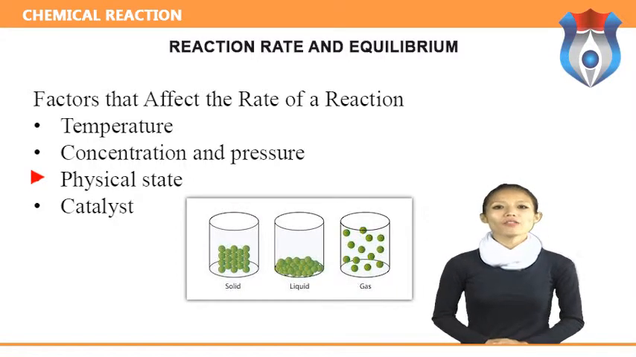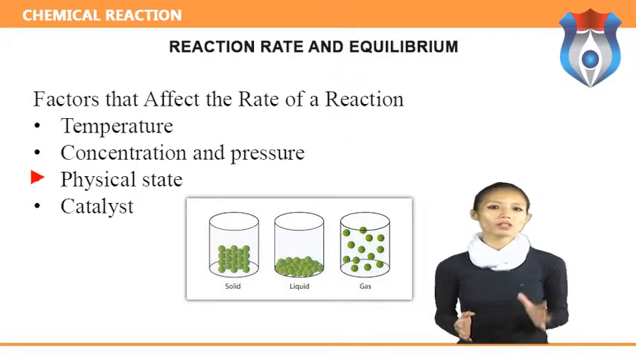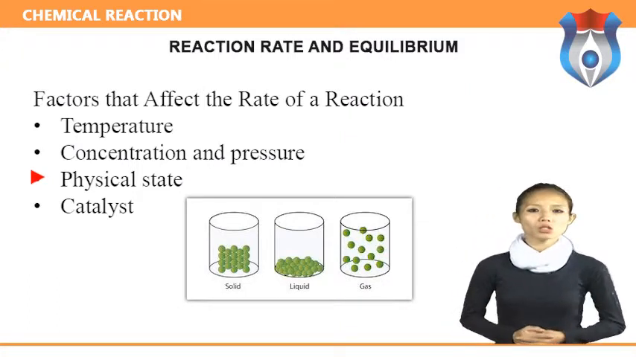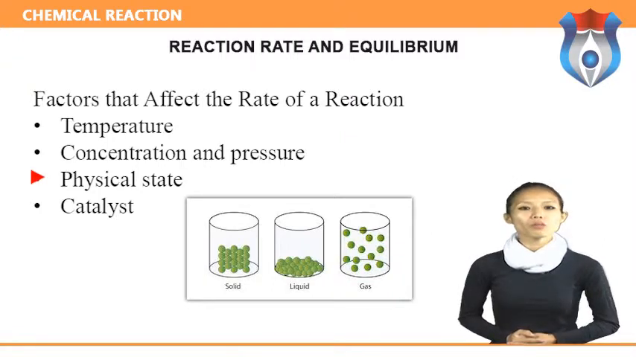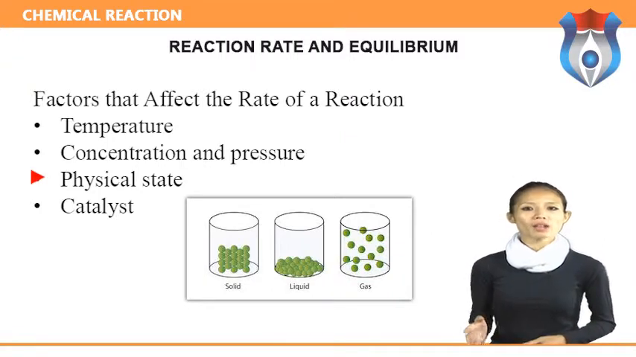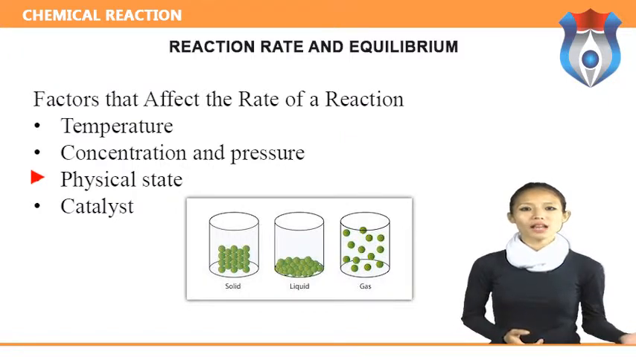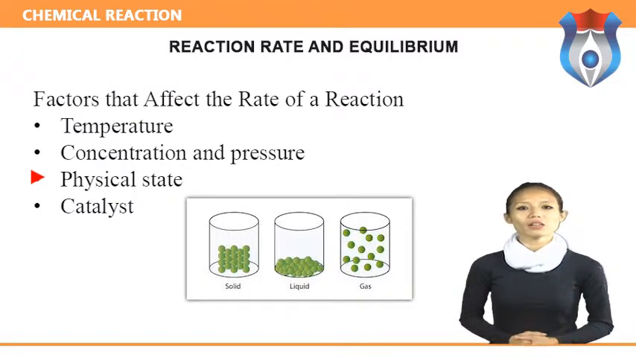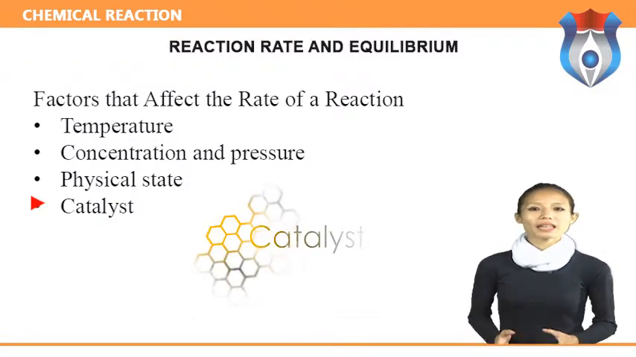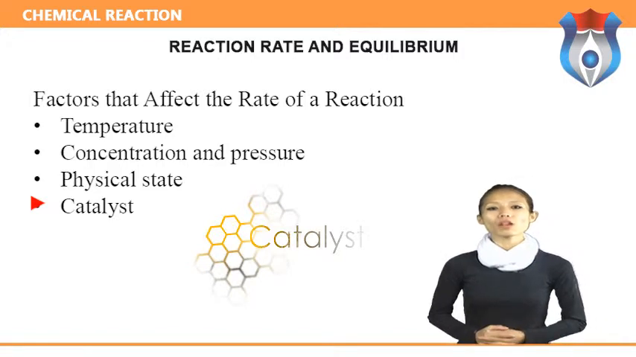Physical state. If particles are in the same phase, liquid or gas, then it is very easy for them to mix with each other. This gives particles a maximum opportunity to collide. But if one of the reactants is a solid, then the reaction can only take place on the surface of the solid. The smaller the size of the solid particles, the greater the area in which the reaction can take place. Catalyst. A catalyst is a substance that alters the rate of a chemical reaction without being used up or permanently changed chemically.